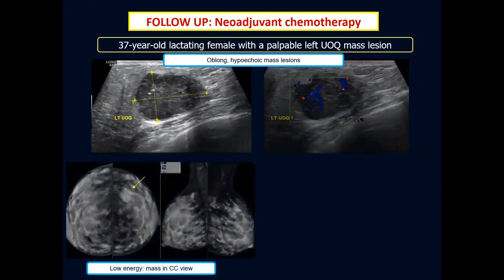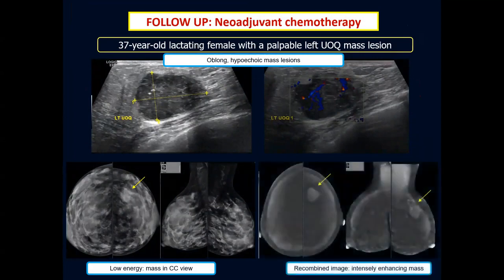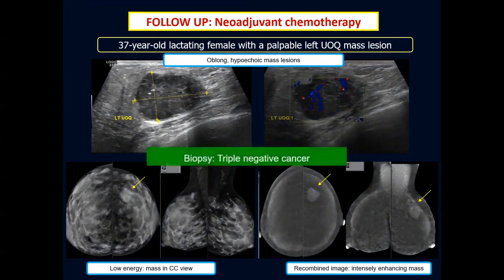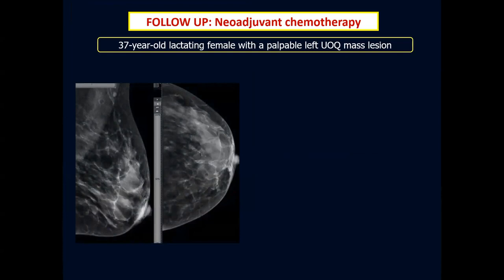This was the low-energy image of the contrast mammogram showing a focal asymmetry in the left breast, and this was the contrast images which showed intense contrast uptake. Biopsy was taken, and it revealed a triple-negative breast cancer. And for this type of cancer, the triple-negative breast cancer, they usually receive neoadjuvant chemotherapy.